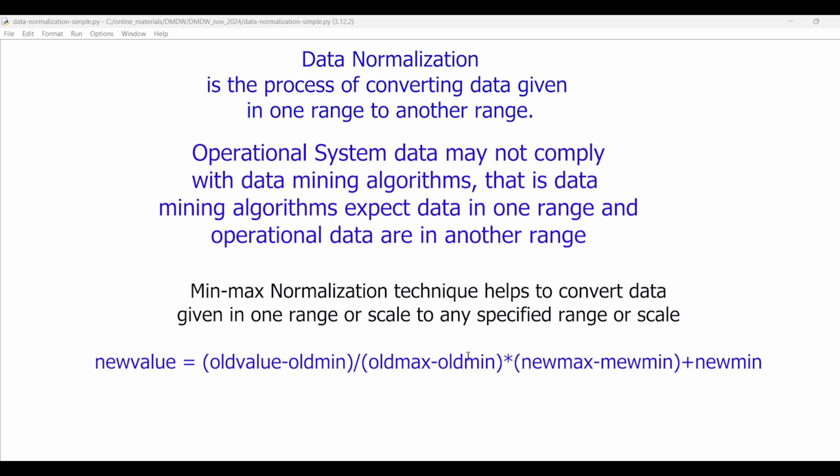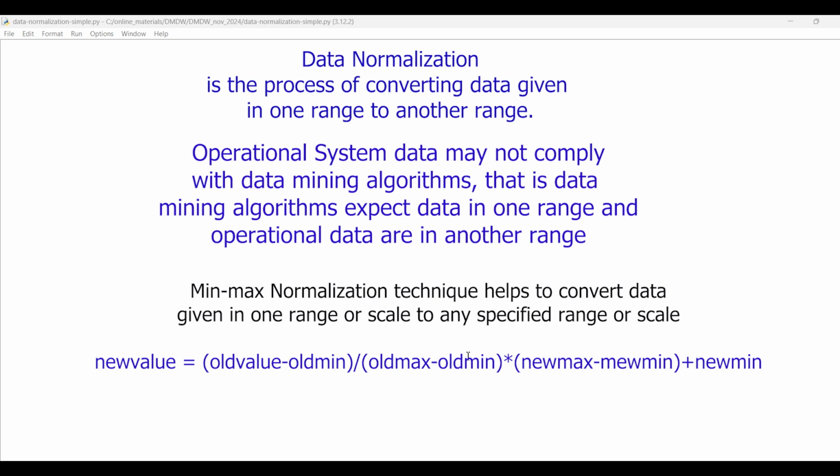Data normalization is a technique used to transform features in a dataset to a common scale, improving the performance and accuracy of data mining algorithms. The main goal of data normalization is to eliminate the potential biases and distortions caused by the different scales of data. We know that operational source system data may be given in one range or one scale, and our data mining algorithm may expect data in some other range. So data given in one range should be converted into the range expected by the data mining algorithms. For that purpose, we will be using data normalization techniques. In this video I will be talking about the min-max normalization technique.